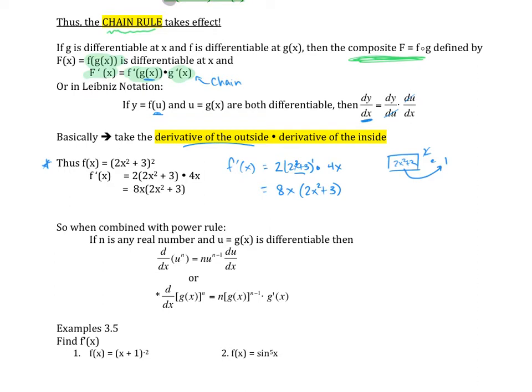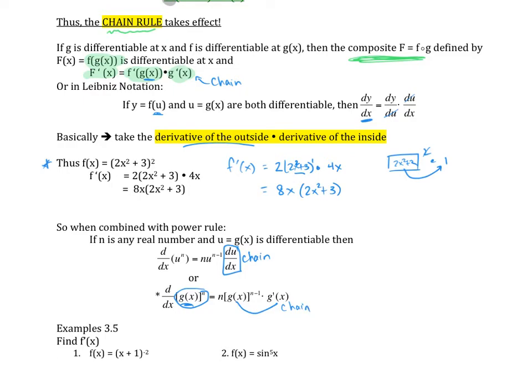You can combine this with the power rule, and you get d/dx of u to the n equals n u to the n minus 1, and then I'm multiplying. This is the chain right here. That's the part that we call the chain. Again, if it looks like this, you're doing this, and then the inside is called the chain.